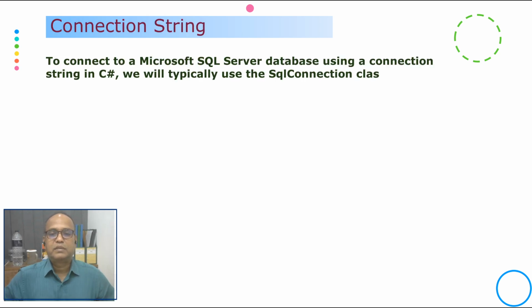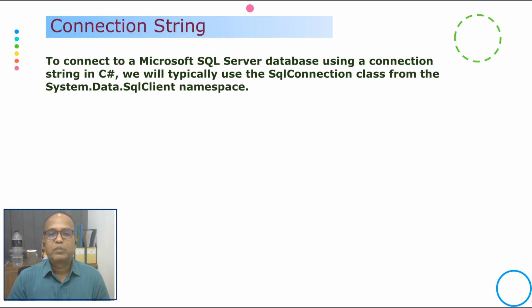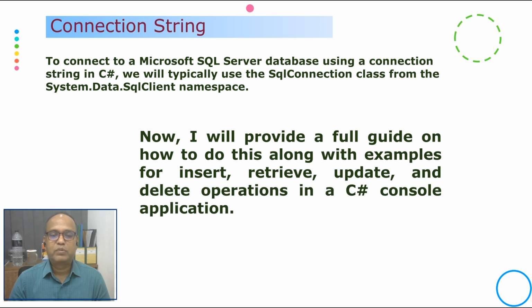Connection string. To connect to a Microsoft SQL Server database using a connection string in C#, we will typically use the SqlConnection class from the System.Data.SqlClient namespace. Now I will provide a full guide on how to do this, along with examples for insert, retrieve, update and delete operations in a C# console application.